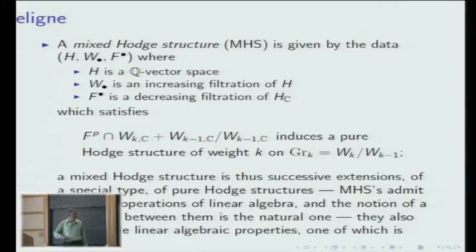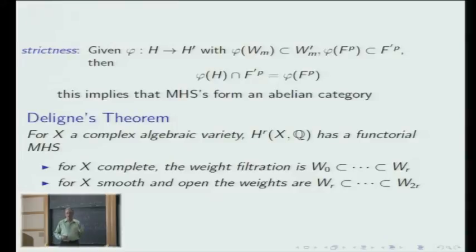So it's the successive extensions of a special type of Hodge structures. They admit the usual operations of linear algebra. You can talk about morphisms between them, tensor products, direct sums, and so on. To me, one of the essential linear algebra properties is what's called strictness: if you have a linear map between two vector spaces with mixed Hodge structures that preserves the weight filtration and the Hodge filtration, then anything that ends up in filtration level p comes from something of filtration level p. The maps are strict in this sense. It's from that that you get that mixed Hodge structures form an abelian category, and so on.